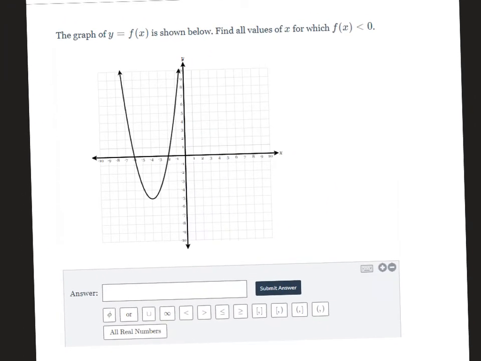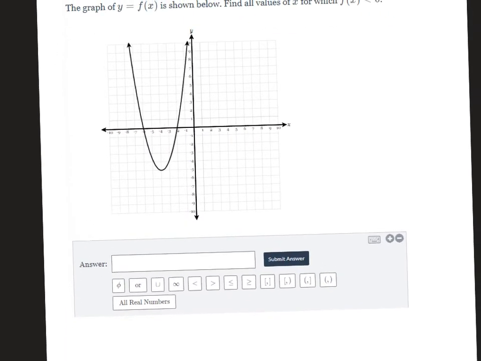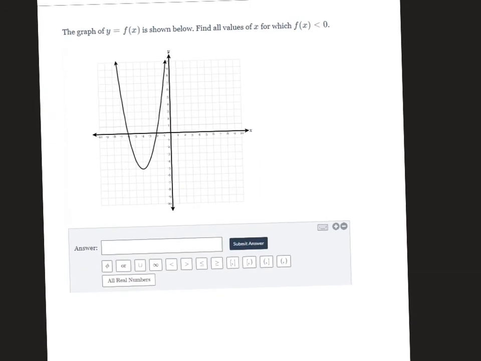The graph y equals f of x is shown below. Find all values of x for which f of x is less than 0. So that just means where is this thing negative? Thinking about this, if you remember back to the notes, I said that if we had a graph, something that looked like this, everything that's up on the top is positive. So anything above the x-axis is positive, and anything below the x-axis is negative.